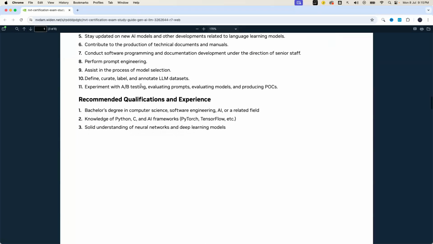Okay, they have defined some recommended qualification and experience. They say knowledge of Python, C, and AI frameworks. But for the examination, the questions are multiple choice in nature. It can be a single answer, or it can be multiple correct answers. So those are the two types of question that you would experience in this examination, and it will be multiple choice only. You'll not be expected to write something or run a particular lab. Okay, so that's the basic idea about this examination.